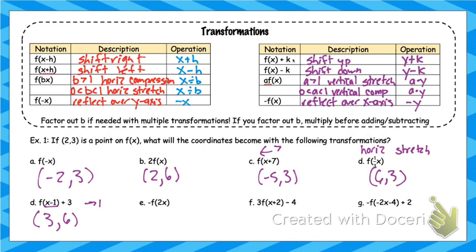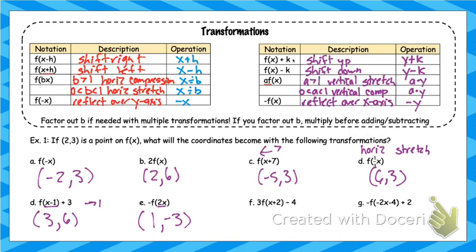All right, E, again, there's one horizontal and one vertical transformation. So let's look at horizontal first. The horizontal transformation is that this is being compressed horizontally. So I'm going to take my x-coordinate 2 and divide it by 2. So my new x-coordinate is 1. Then the negative, I'm going to take the y-coordinate and make it negative, which is negative 3.